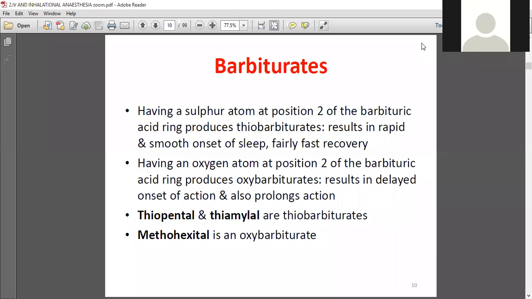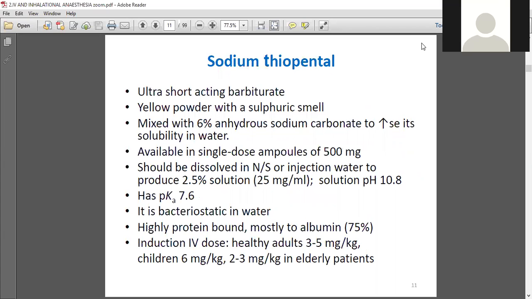Thiopental and thiamylal are thiobarbiturates and methohexital is an oxybarbiturate. I tried to get images of this, but the things were so confusing, so I left them out. So we're going to talk about our first drug, sodium thiopental. Sodium thiopental is an ultra short acting barbiturate, like I said. Ultra short acting barbiturates are the ones we use in anesthesia.